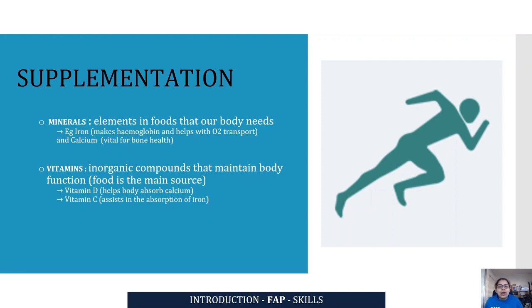So vitamins are inorganic compounds that maintain body function. So food is the main source here. Vitamin D helps the body absorb calcium, while vitamin C helps in the absorption of iron. So, both iron and calcium link to sports medicine. If that is one of the electives that you've looked at, we looked at it in the last series of lectures where we looked at 2 points from it, and we looked at how, for example, adult and aged athletes and female athletes require high levels of iron and calcium in order to keep their bones strong. Really, that's the big one.